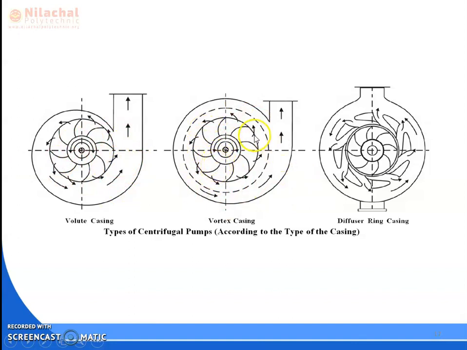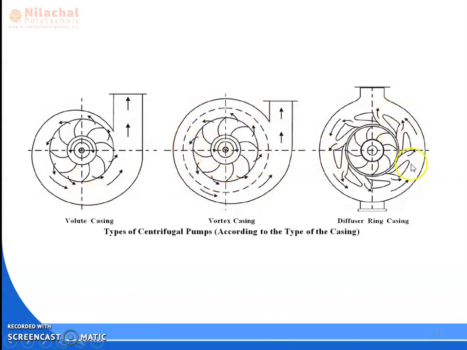Next we will discuss the vortex casing. What is a vortex casing? It is a circular type of casing. Due to the circular shape of the casing, the loss from formation of eddies will decrease. Okay. And the efficiency of the vortex casing will be more than that of the volute casing.